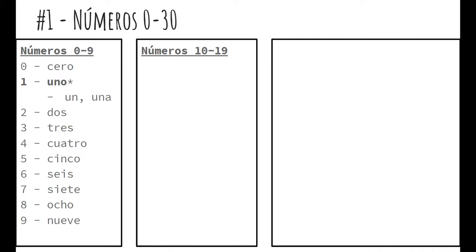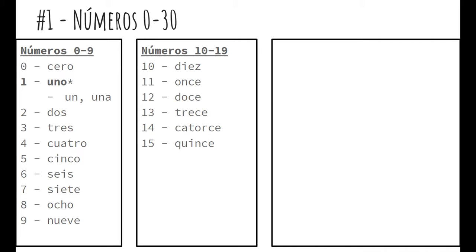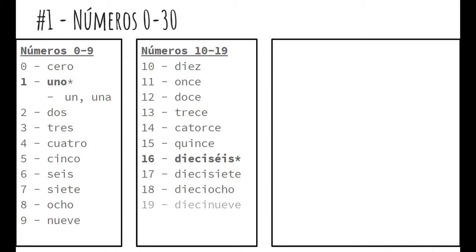Then we have números 10 a 19. So 10 is diez. Then 11 through 15 are going to operate very similarly. You have once, doce, trece, catorce, and quince. Then you're starting at 16, and 16 through 29 will all have a certain pattern. So we've got 16. You can actually kind of see there 10, y, and 6, 10 and 6, all smushed together in one word with a few spelling changes. Also do notice the accent. Then we have 17, 18, 19.